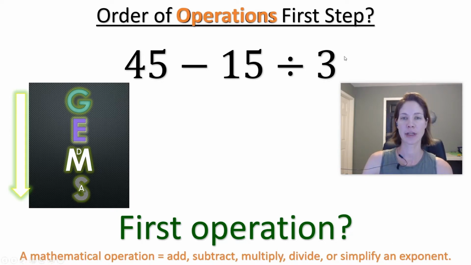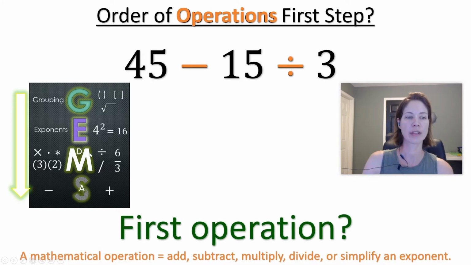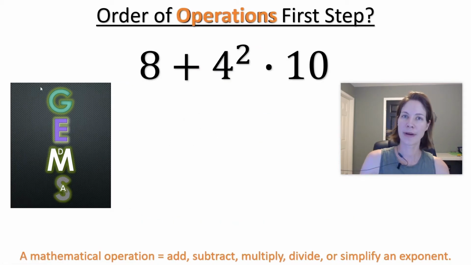So for this expression, we're going to look at G.E.M.S over here, and we're going to decide which operation should be done first. We have a subtraction sign and we have a division sign. So if we look here, we have grouping, exponents, and then we have multiply or divide from left to right. So subtraction comes at the end, therefore division is listed first. So we have to divide the two numbers, 15 divided by 3, and that would be our first step in simplifying the expression.